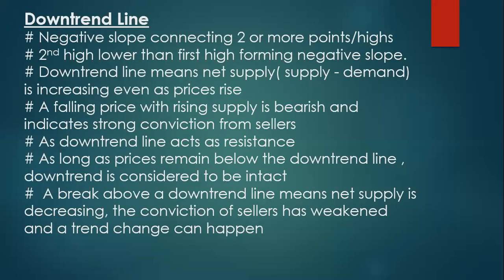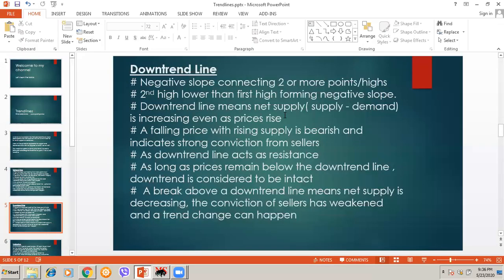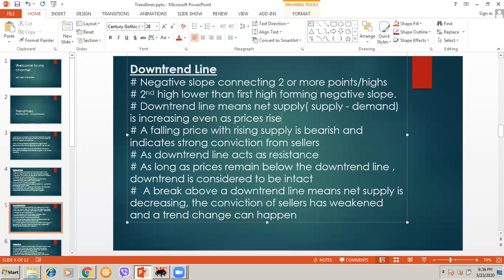The next is a downtrend line, exact opposite. Negative slope connecting two or more points, always the highs. Second high is lower than the first high, forming a negative slope. Downtrend line means net supply minus demand is increasing, even as prices, okay, this is fall. Sorry. A falling price with rising supply is bearish and indicates strong conviction from sellers.